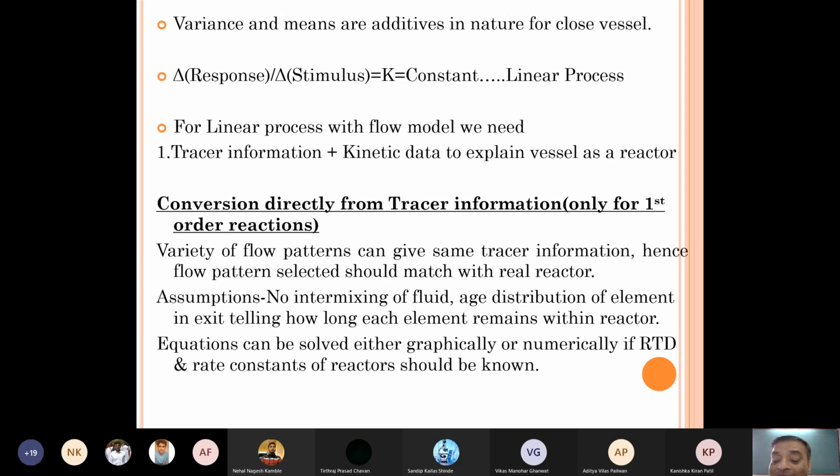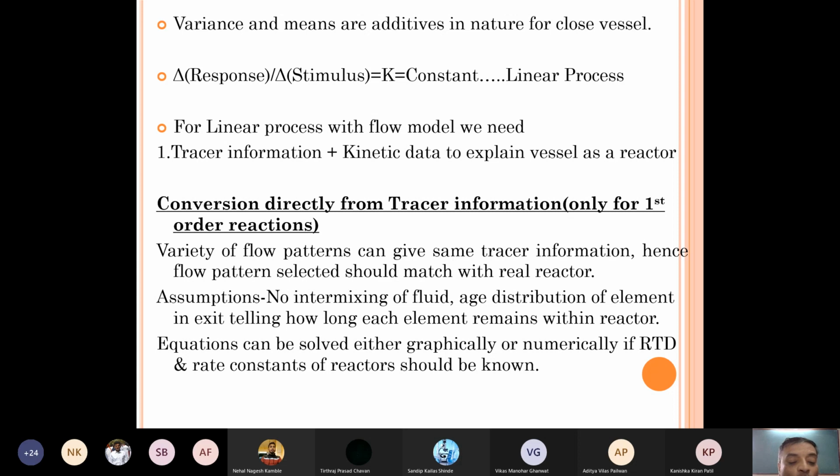Design of reactor means what? To find out conversion in the given reactor. Nothing else. Design of distillation column means what? To find out number of trays in distillation column. Design of heat exchanger means what? To find out heat transfer area, pressure drop in heat exchanger. Design of pump means what? To find out power required for the pump. Similarly, design of reactor means ultimately it comes to conversion in the given reactor.